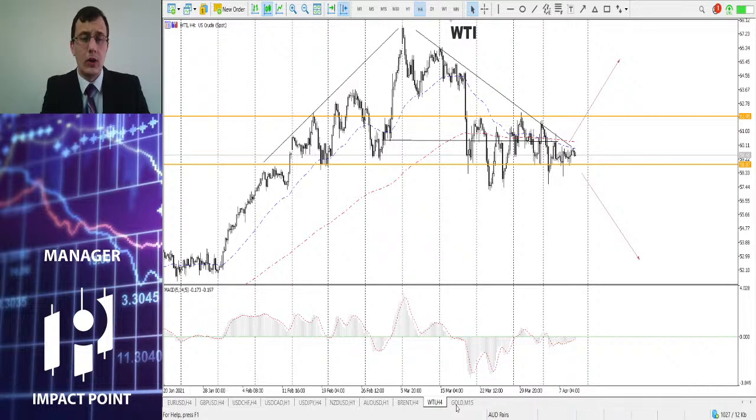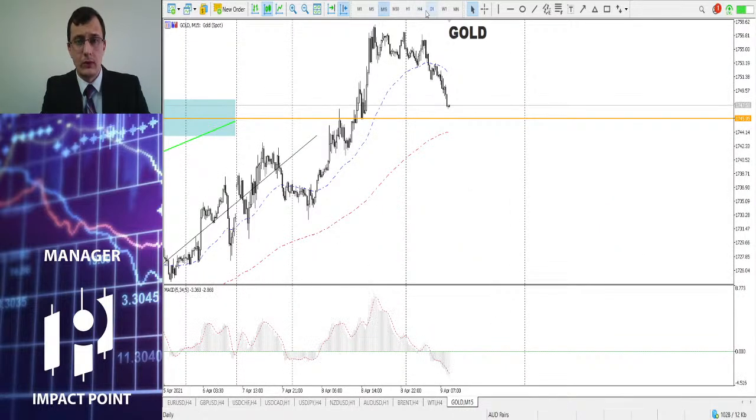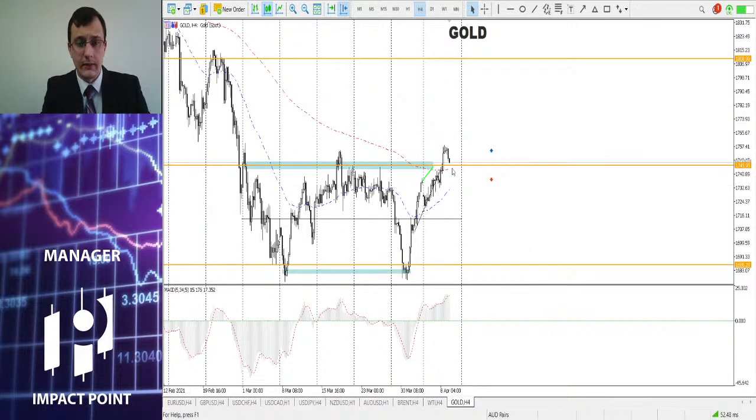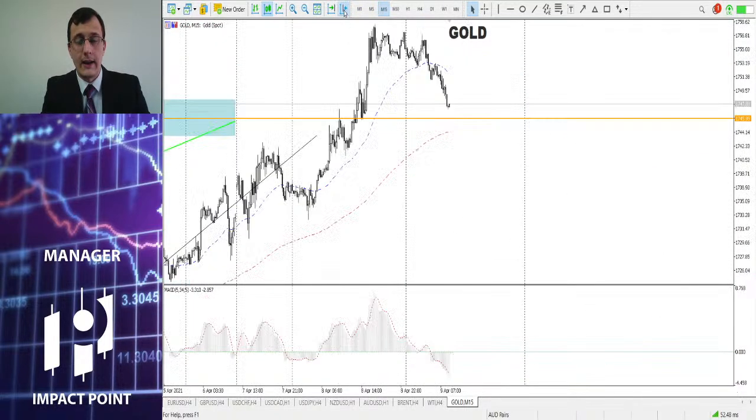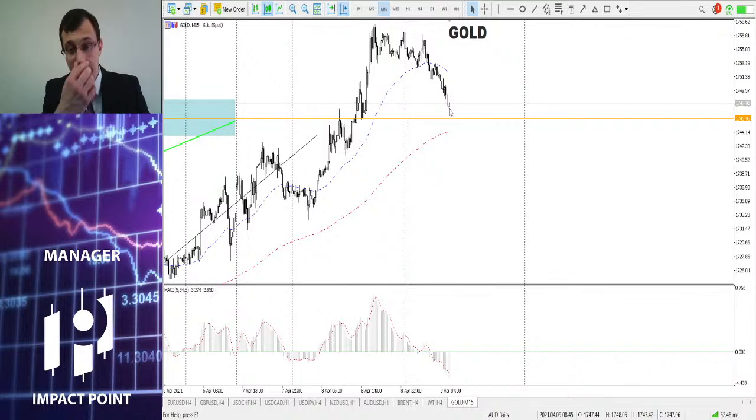Moving forward to gold, we see that gold has broken this level, and here is a potential retest of this level. So in order to have a good entry, you have to move to our smaller time frames and look for a nice retest of this level. Here we see an evening star, which could be an entry.